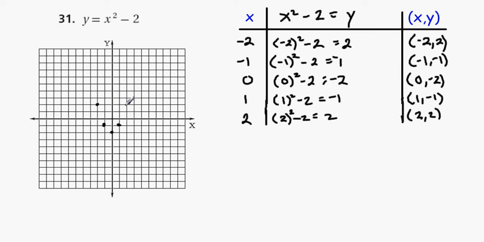So 1, 2, 2. As you can see, if I connect these points, I don't have a straight line. I have a curve. And they call this a parabola. This is what they call a parabolic curve. Arrows up there. There we go. Notice the square and notice the shape of the graph. Anytime you have an x squared, you're going to have a parabola.